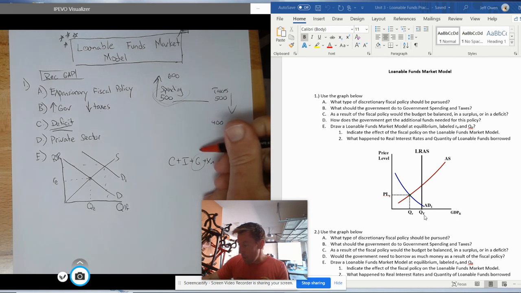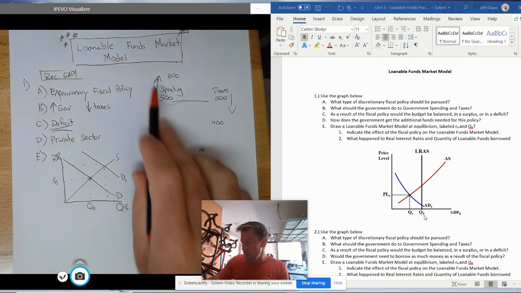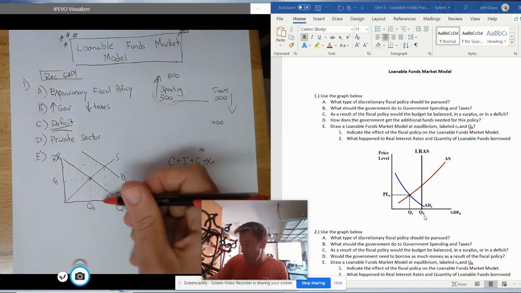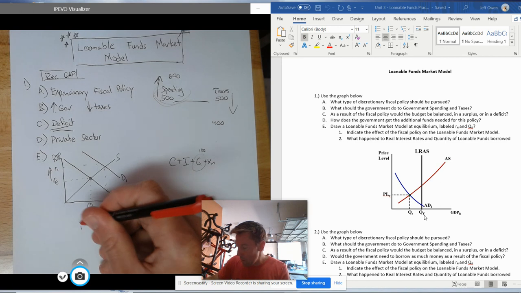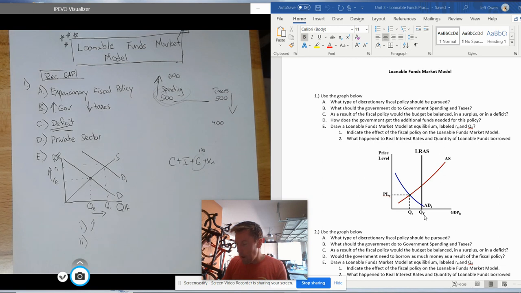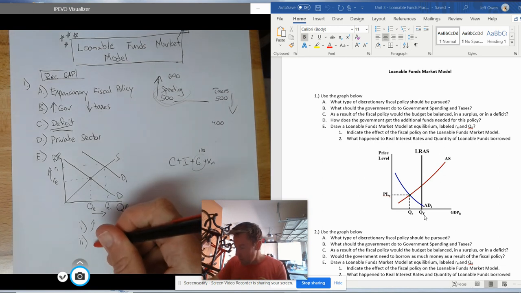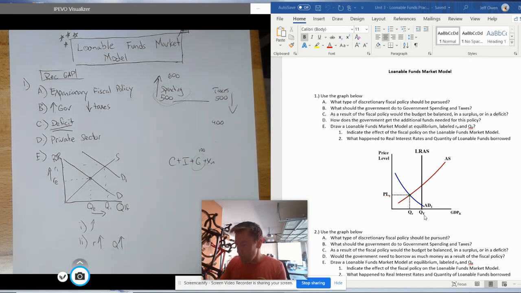So maybe they borrowed that $100 billion that we're looking at right up here when we ran our increased government spending or cutting taxes. They had to borrow $100 billion, which means there was a growth in the quantity of loanable funds and real interest rates went up. So that addressed number two. What happened to the real interest rates and the quantity of loanable funds? Well, our interest rates went up and our quantity of loanable funds went up. Boom. All right, so there's number one.